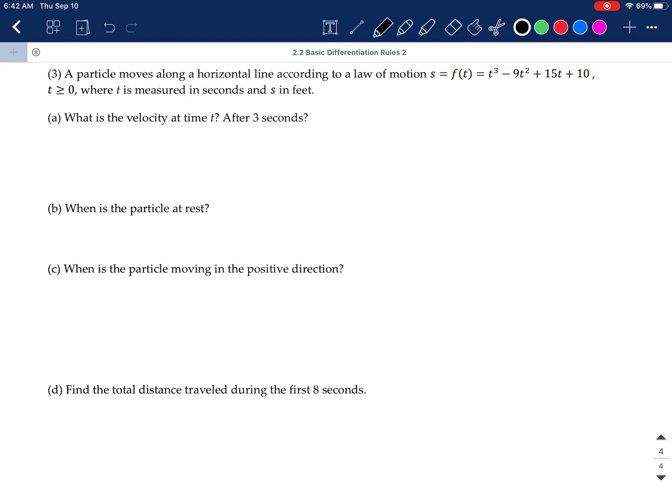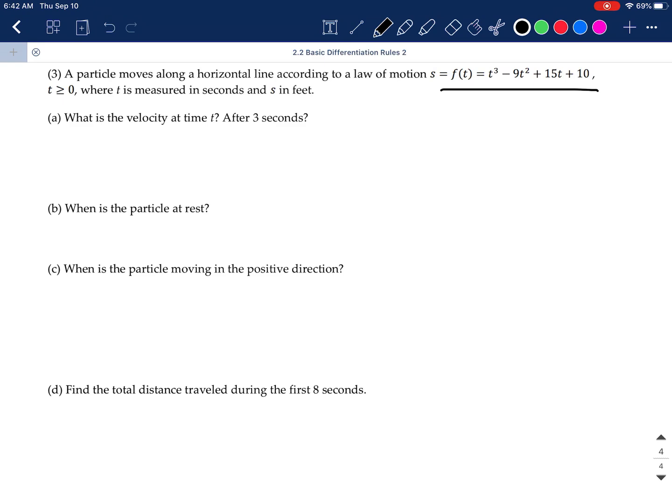So for this question, we've got our equation of our curve up here. So S is f of t, where we've got this cubic polynomial. Doesn't look factorable, so I would always check to see if it's factorable first, but it doesn't look like there's going to be an obvious factorization of this. So for part A, we want to find the velocity and then calculate the velocity at 3 seconds.